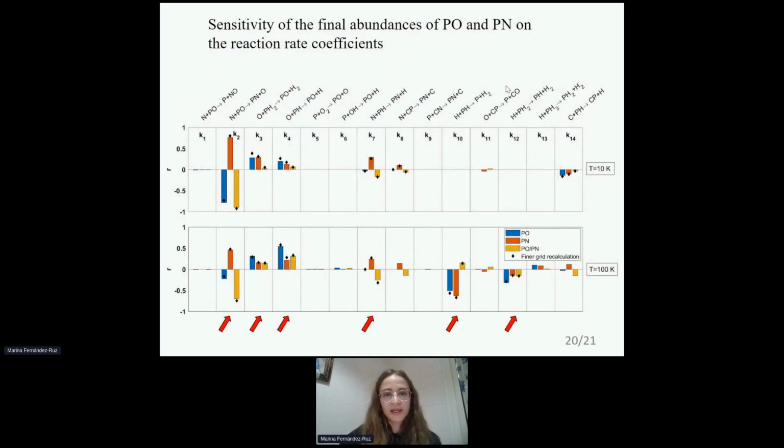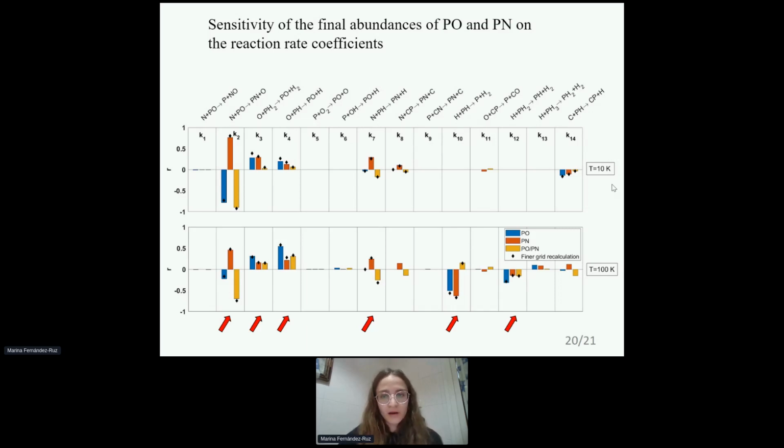This is exactly what we are doing here. Along the x-axis, we have each of the chemical reactions of our system with the rate coefficients, and we are calculating their correlation with the abundances of PO in blue, PN in red, and the ratio in yellow. It is calculated for two temperatures because the behavior is slightly different.